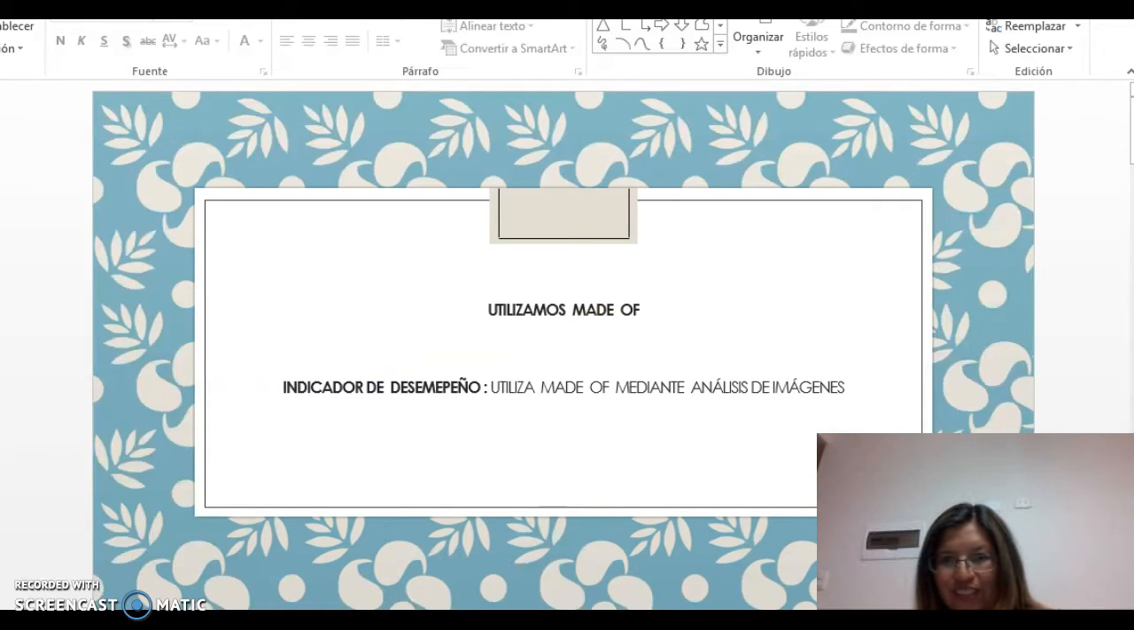Listen good, dear students. This week, we are going to learn how to use made of. Using made of, performance indicators. Use made of through images.